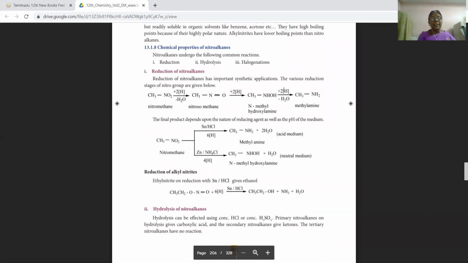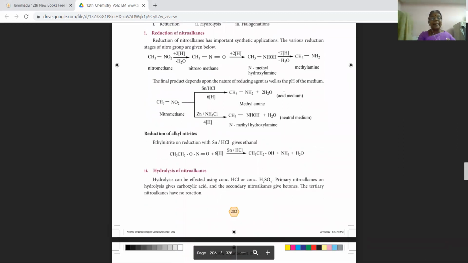And the next method is reduction of alkyl nitrites. Ethyl nitrite, that I already told you, ONO under the nitrite. CH3CH2ONO, which on reduction you will get CH3CH2OH, that is ethyl alcohol, with ammonia and water. And the next property is hydrolysis.